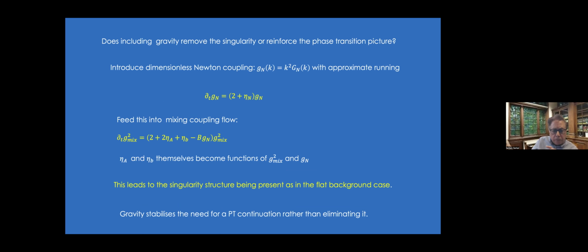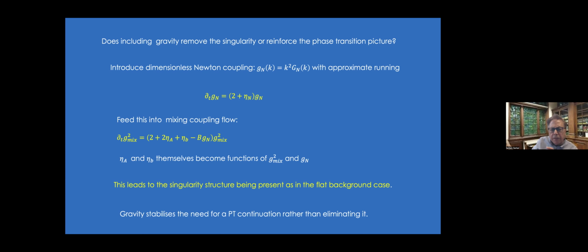So now what we say is, okay, is this picture going to be overturned if we introduce gravity? We introduce gravity in a simple way, where we just projected onto the transverse-traceless component. You know, gravity has many possible components. We just projected onto the TT component, and within that approximation, the equations get quite simple, and we have the equation that we had before, dt g_mix squared. Now in that term, we had a 2 eta A and an eta B term, but now we have a gravitational part, minus B g_N there, multiplied by g_mix squared, which was the Chern-Simons coupling.